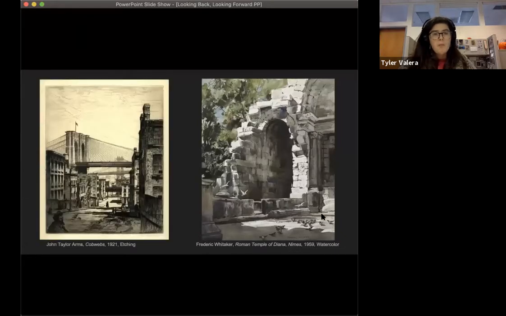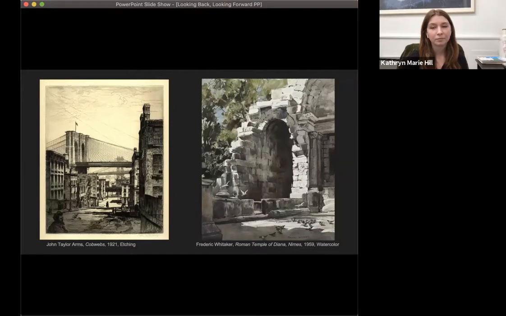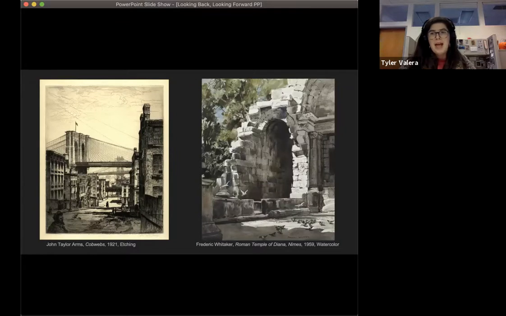In Armes's Cobwebs and Whitaker's Roman Temple of Diana, we can see a shared interest in draftsmanship and structure. Each artist has painstakingly attuned to the lines and motions of a given locality to capture the mood of the area. For Armes, the loneliness of the city. For Whitaker, the serenity of antiquity.